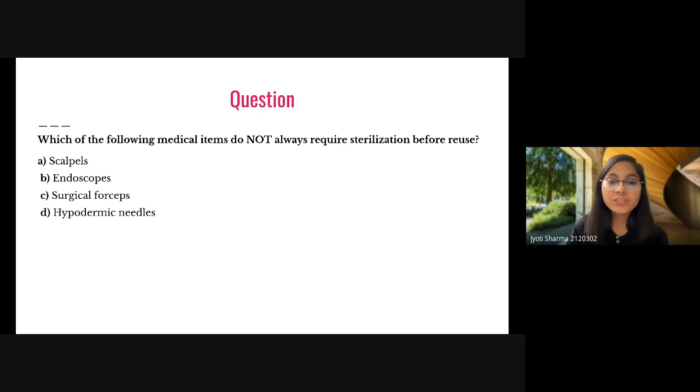So this is just like, if we are using that instrument for the external use, we do not need much sterilization, but if that instrument is going inside our body, then we need sterilization for this. So you have to just see which of the instrument is in external use but not internal use.